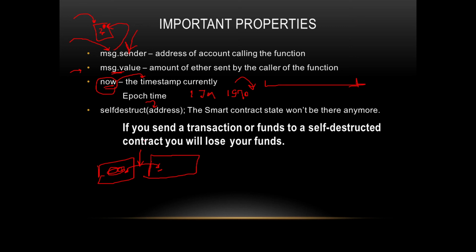Next, just remember, if you send a transaction or funds to a self-destructed contract, let's say 5 ether or 10 ether, the transaction will be confirmed, but you will lose all your funds because they will be stored in this smart contract and locked forever, since it is self-destroyed, and you cannot get the money back. And once a self-destruct is done, no more revert can be done. You cannot revert from a self-destruct. Once it is done, it is done.